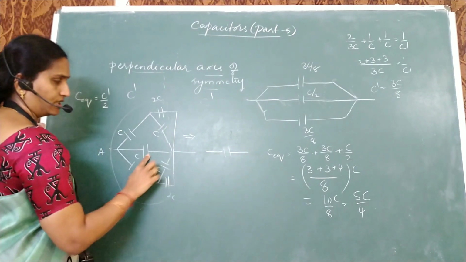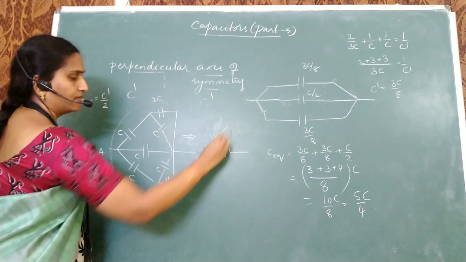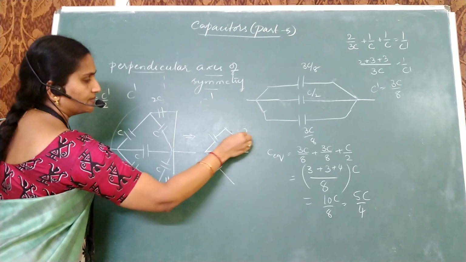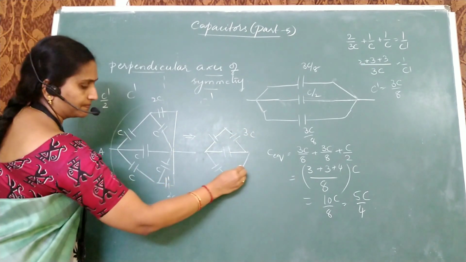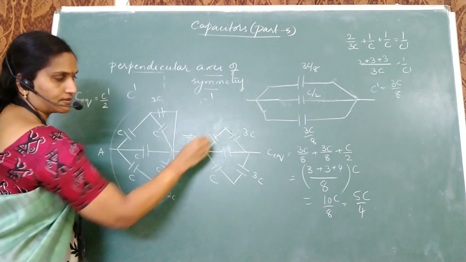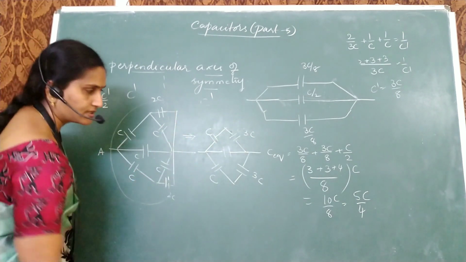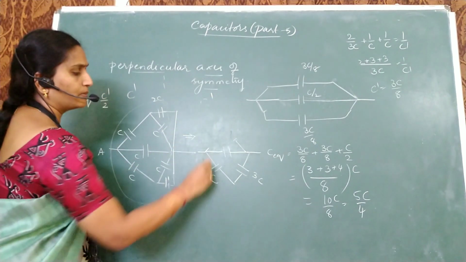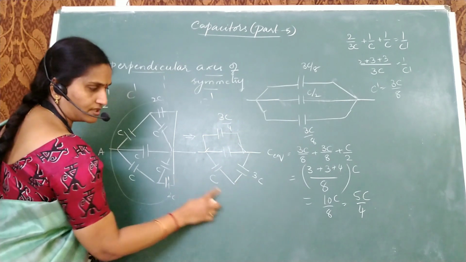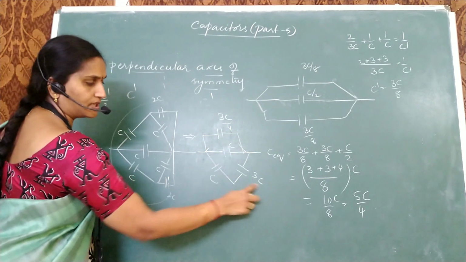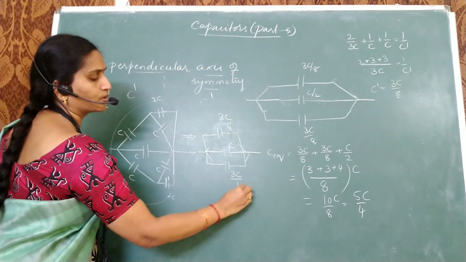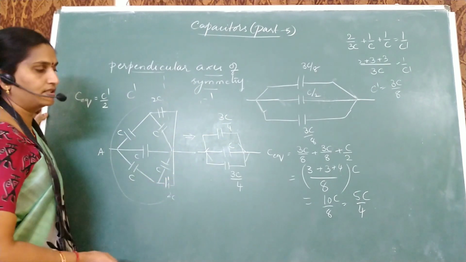2C and C in parallel combination will become 3C. So central capacitor I am not changing. This capacitor is C. Here also we have C. But sum of these two I can write it as 3C. These two put together I will make it 3C. This is your circuit. Now how are 3C and C connected? In series. Since they are in series, 3C and C in series will become 3C into C by 3C plus C, that will be 3C by 4. Again 3C and C in series, 3C by 4.